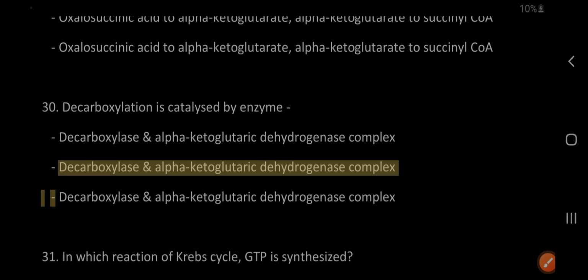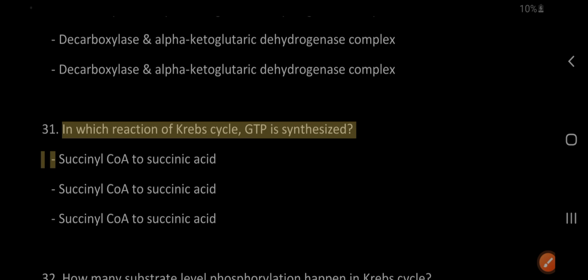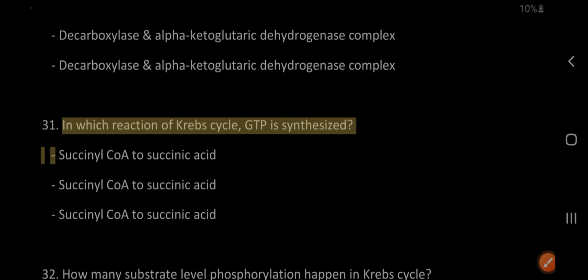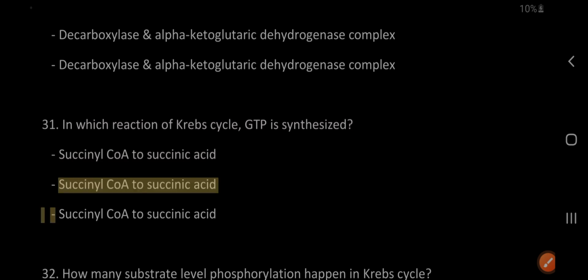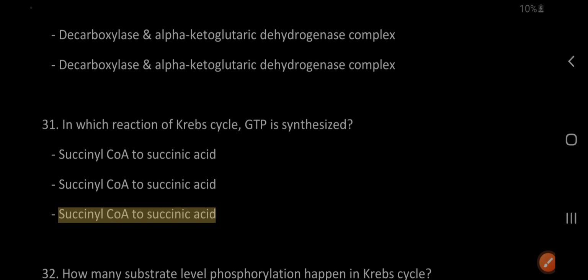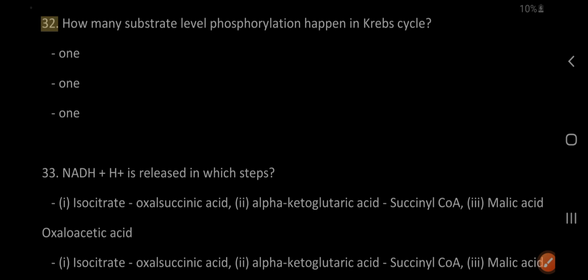31. In which reaction of the Krebs cycle is GTP synthesized? Succinyl-CoA to succinic acid. 32. How many substrate level phosphorylations happen in the Krebs cycle? 1. 33. NADH plus H plus is released in which steps?